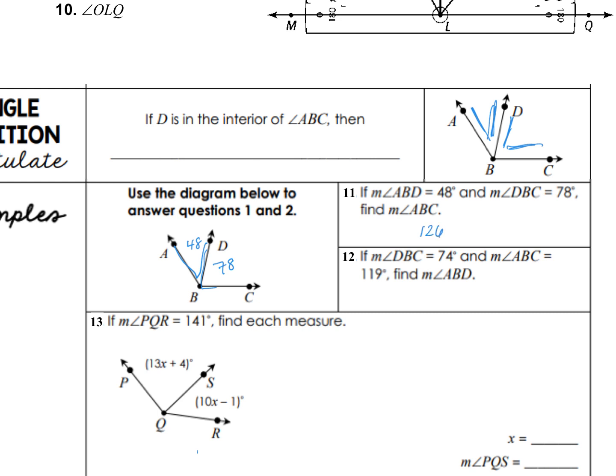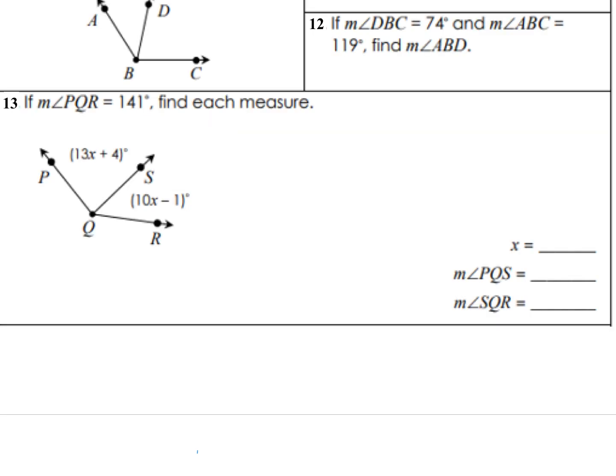Now the next one is a little different. It's telling you that angle DBC is 74, but angle ABC, the whole angle, is 119. So on that one, we wouldn't add those, we're going to subtract those. 119 minus 74 gives me 45. All right, so now let's look at number 13. So number 13 says angle PQR, so PQR, the whole angle, is 141 degrees. That means this top piece plus this bottom piece has to give me 141.